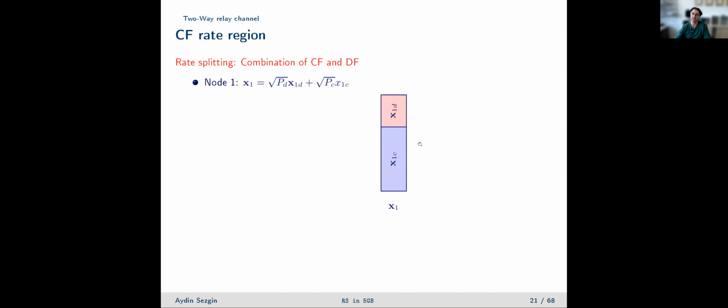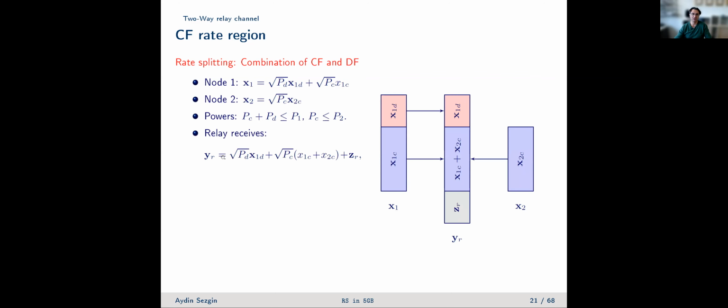So at node 1, which has higher power than node 2, we send the signal referred to as C, and then on top of this we send another signal D. So we essentially send the superposition. Essentially we apply rate splitting. The second user, which has lower power, just sends one signal. Those are the constraints we have on the powers. The relay receives the superposition of three signals. You see that we have written this in this way. This is the message C from transmitter 1, and this is message C from transmitter 2.